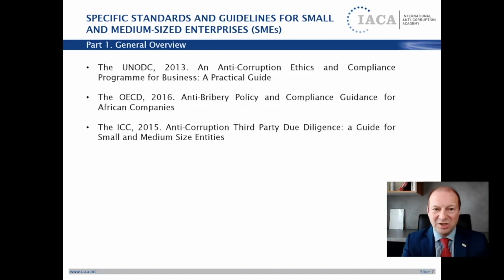There are also the OECD guidance on anti-bribery policy and compliance for African companies, and the International Chamber of Commerce guide, Anti-Corruption Third-Party Due Diligence, specifically published for small and medium-sized enterprises. I would like to mention that the OECD guide was published for African companies, but it could also be a useful source of information for small and medium-sized enterprises from other continents.